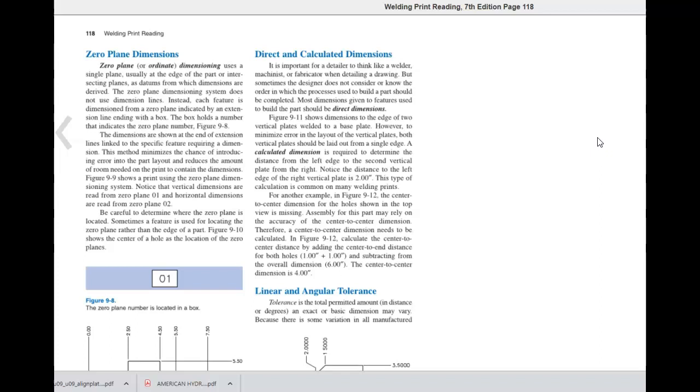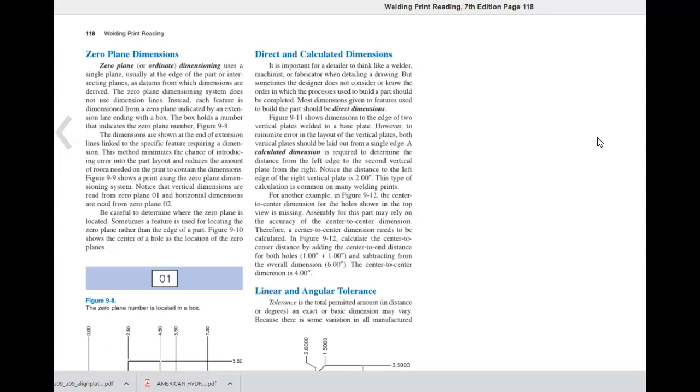Direct and calculated dimensions. It is important for a detailer to think like a welder, machinist, or fabricator when detailing a drawing. Sometimes the designer does not consider or know the order in which the processes used to build a part should be completed. Most dimensions given to features used to build the part should be direct dimensions. Figure 9-11 shows dimensions to the edge of the two vertical plates welded to a base plate.